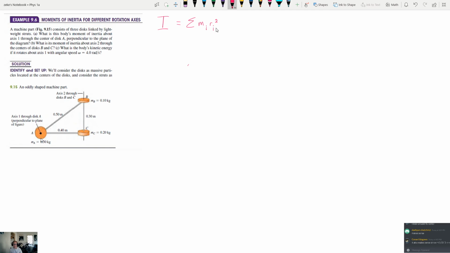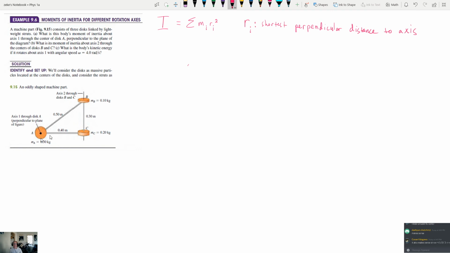Oh, and I didn't say this, but I should have. The r sub i in this equation represents the shortest perpendicular distance to the axis of rotation. Okay, that's what the r represents. This is a little bit redundant because the shortest distance will automatically be perpendicular and the perpendicular distance will automatically be shortest, but I don't think it hurts to say both of them.